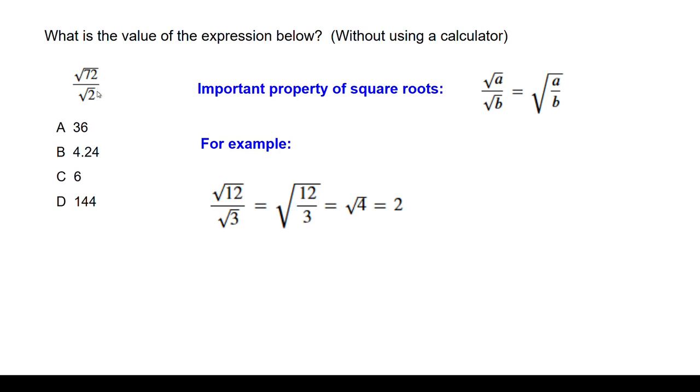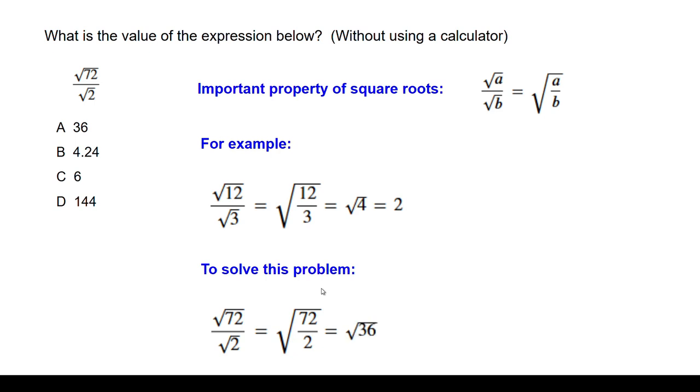The square root of 72 divided by the square root of 2. To solve this problem, we want to do the same thing. We are going to rewrite this division of two square roots as the square root of a fraction. The square root of 72 over 2, or 72 divided by 2. We do that division and we get the number 36. Our expression up here is equivalent to the square root of 36. And we should recognize that the square root of 36 is just the number 6. We look up at our multiple choice answers, and there we have it, C, 6.